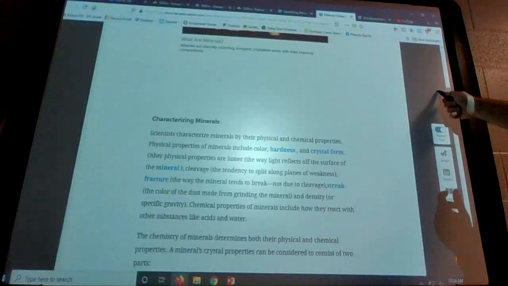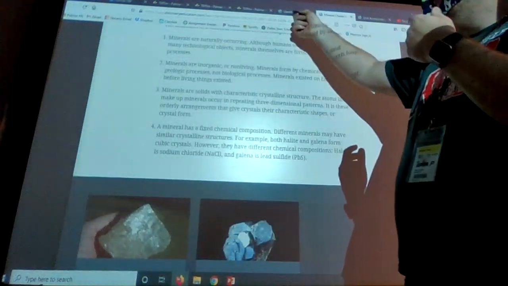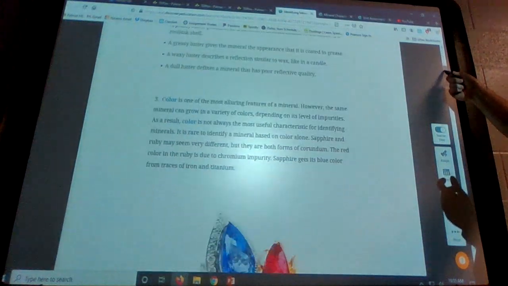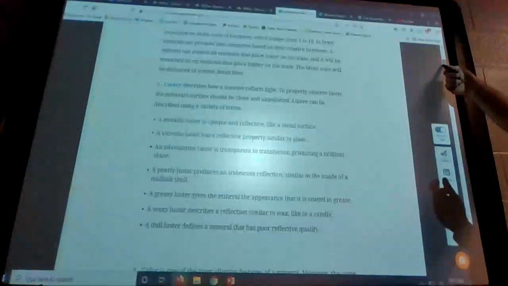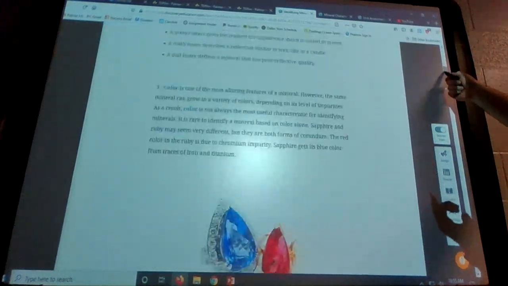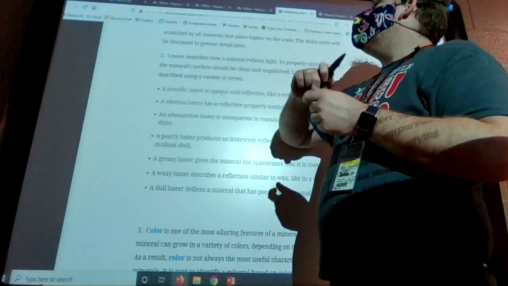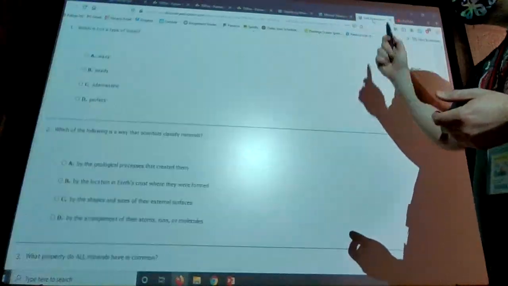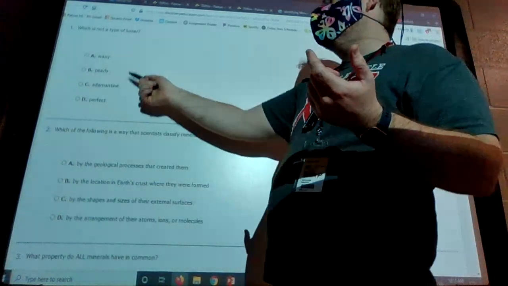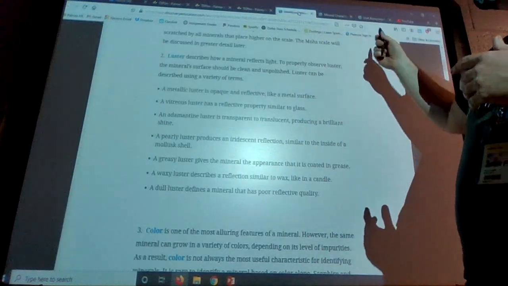Nah, so these are just characteristics. They talk a little bit about some of these, but not too much. I think if you go into identifying minerals, they're going to talk a little bit more in detail about these different things. And so right at the top of the identifying minerals section, you see a little subsection about luster. And so the answer for your luster question will definitely be in there. What is not a type of luster? Just compare your 4 answers to the list of lusters right here, and you should be able to find it pretty easily.